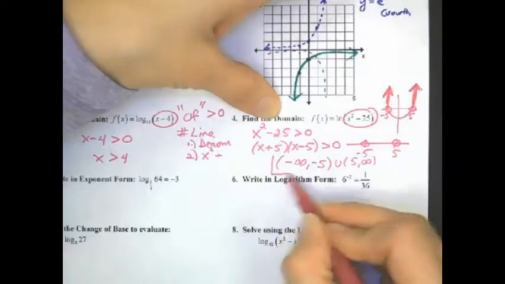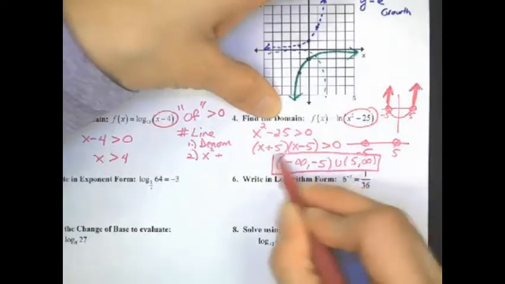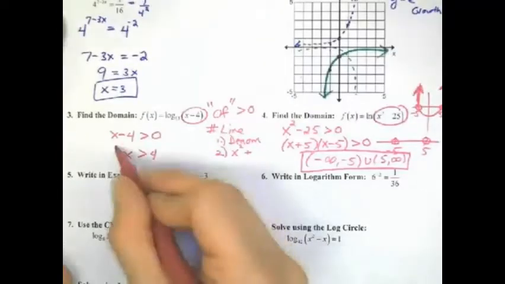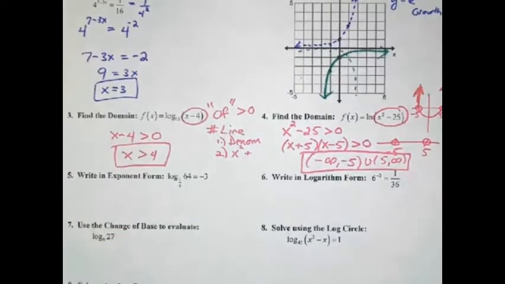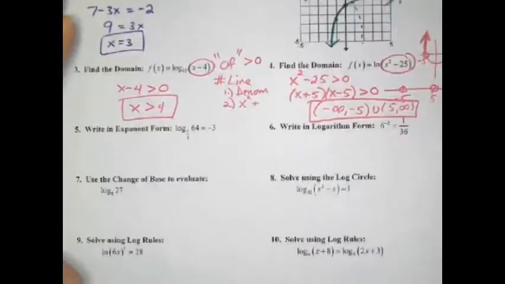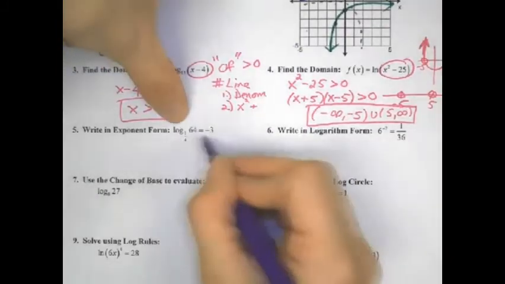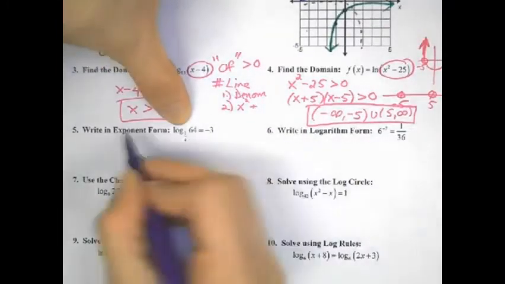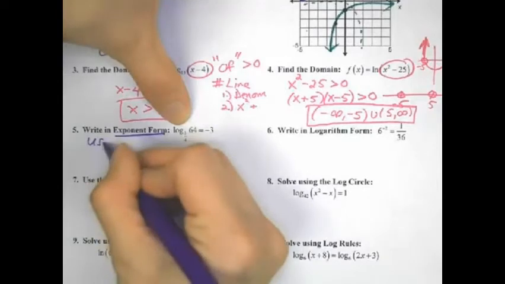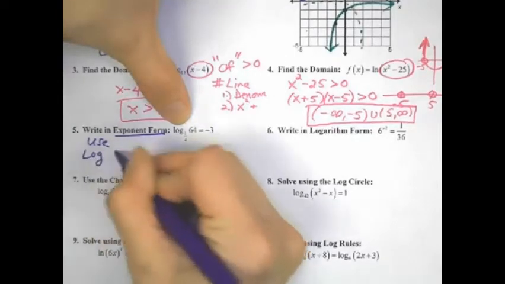What I love about this chapter is a lot of the rules from the past chapters are being used. So it's perfect review for the final. All right, let's write something in exponent form. So you do a log circle. When you have a log and you want to switch to exponent, you use the log circle.